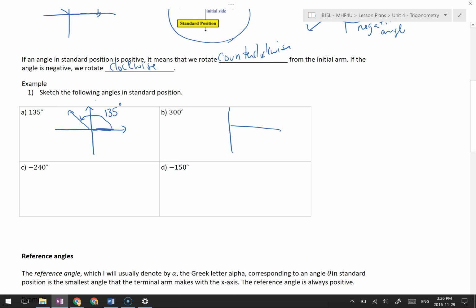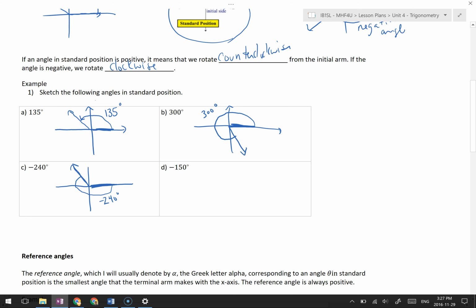Okay, part B, 300 degrees. Where is that? Well, I start on the positive x-axis. I rotate 90, 180, past 270 into the fourth quadrant. That's going to give me an angle of 300 degrees. C is negative 240. So this is like the other ones, except it's a negative angle. So starting from the positive x-axis, I this time rotate clockwise. Negative 90, negative 180, not quite till negative 270. So that's going to end up here in quadrant 2. This is negative 240 degrees.